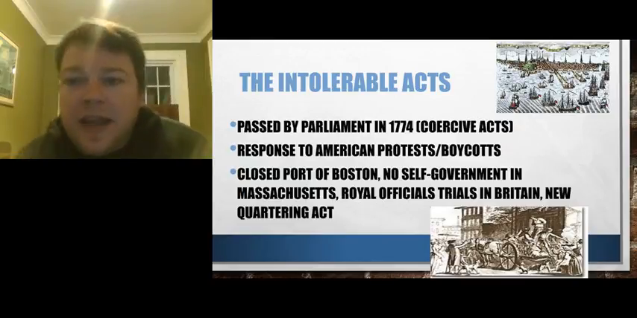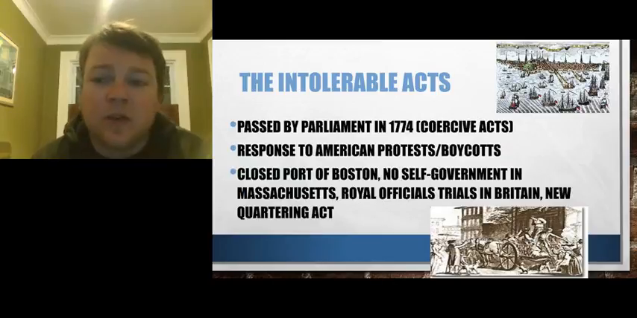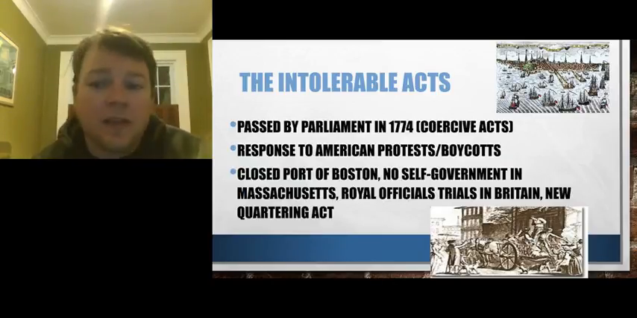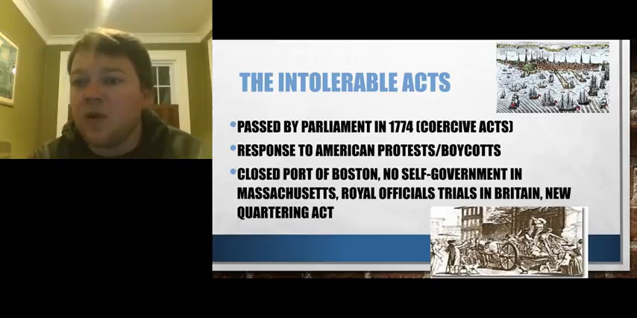Our final kind of act is going to be a reaction. There's not really any taxes based on this, and depending on your perspective is going to depend on what we call this. In the colonies, these are going to be called the Intolerable Acts. In England and in Great Britain, these will be called the Coercive Acts. Basically, coercive meaning we had to do this. Like you guys pushed us to doing this to you.